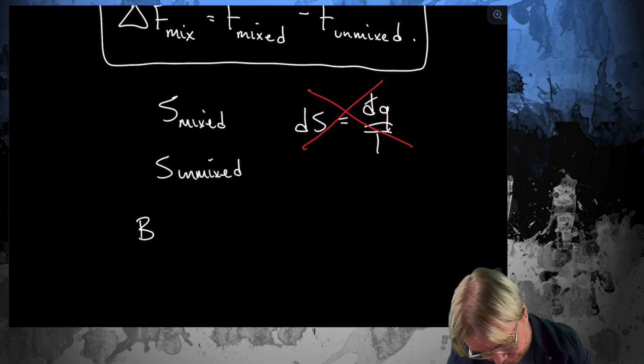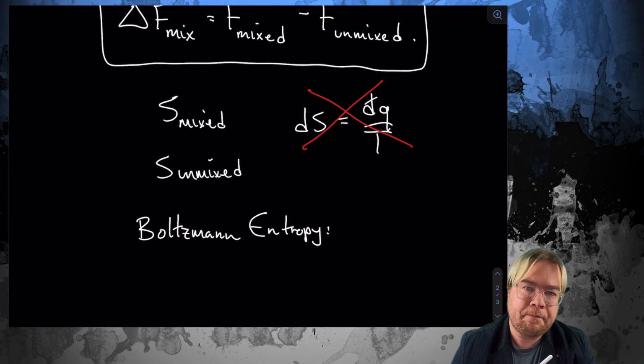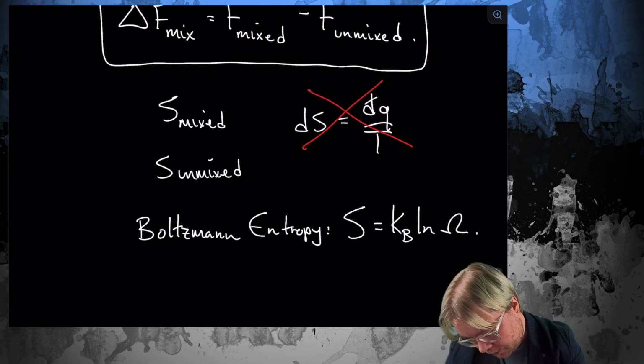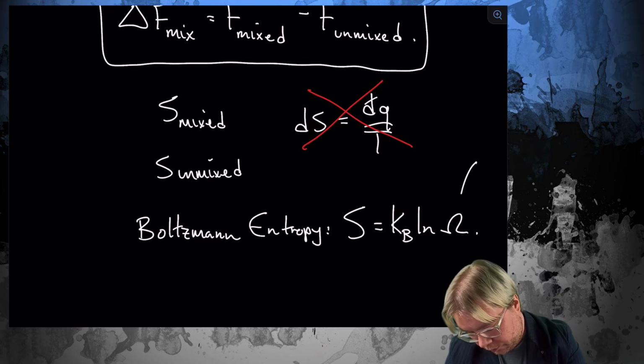Because Boltzmann entropy is pretty easy to calculate. And it's basically a measure of the number of microstates that you have. So if you don't remember from last semester, this is the number of microstates.